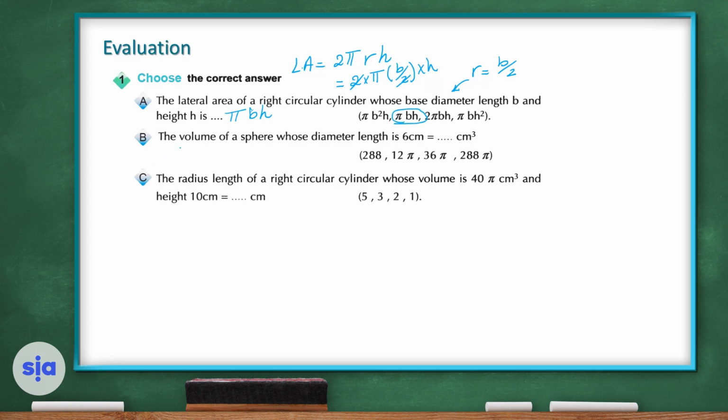Part B: the volume of a sphere whose diameter is 6. If the diameter is 6, then the radius is half of it, which is 3. So the volume of the sphere is 4 over 3 pi times 3 cubed. So the right answer is 12 pi.